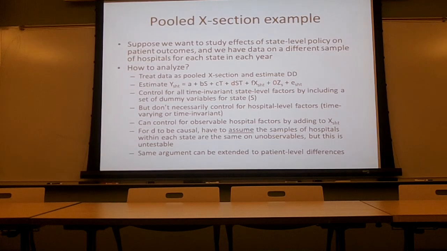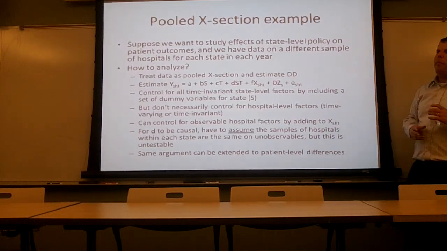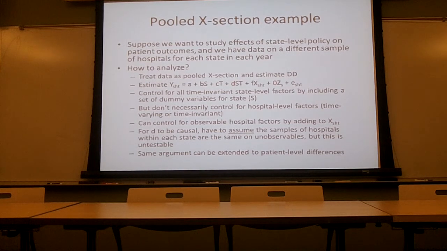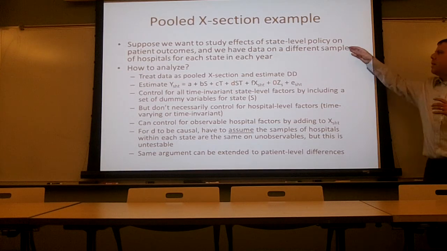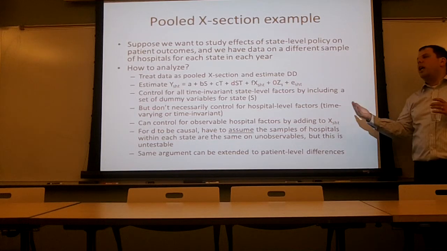But the important point is that even though we're controlling for state level factors, we're not necessarily controlling for hospital level factors that might vary over time. So we can control for the observables by adding them to the model, but we can't be sure that the hospitals in a given state are the same pre to post, right? By construction, here in the beginning we said we had a different sample of hospitals. Maybe they're randomly selected so that they should be equal to each other in expectation. But that would still assume that the population of hospitals in a given state didn't change over time, potentially concomitant with the policy introduction.